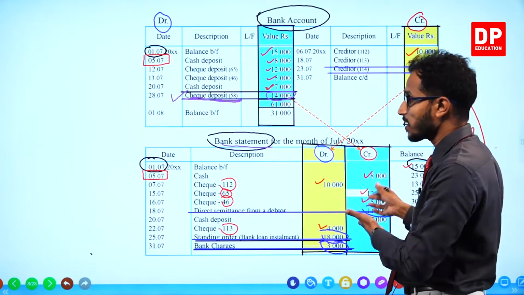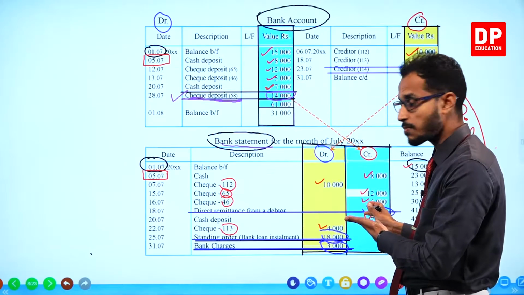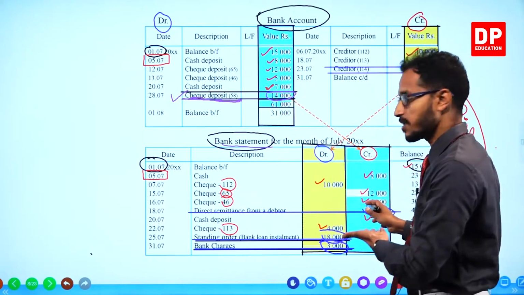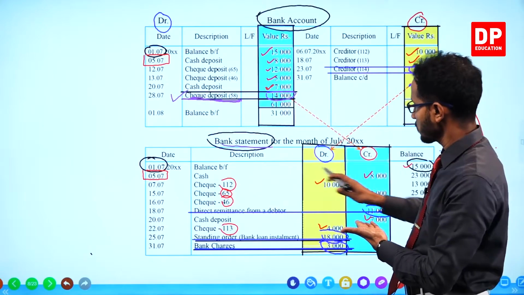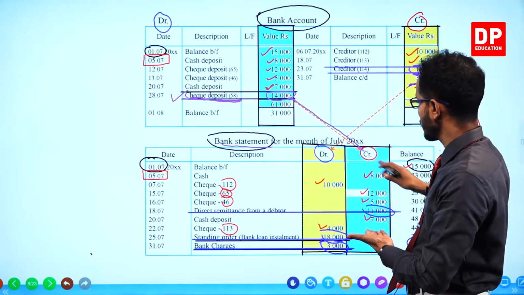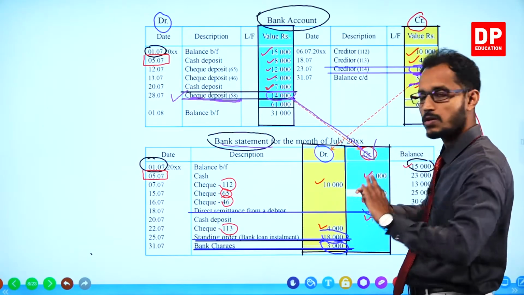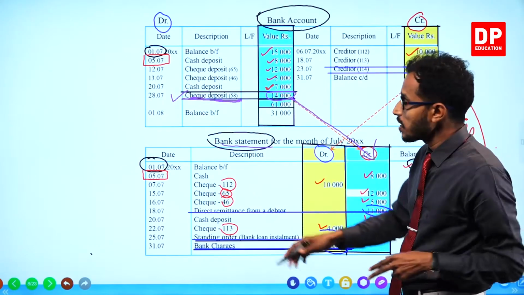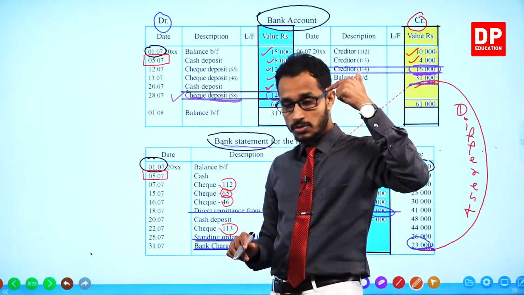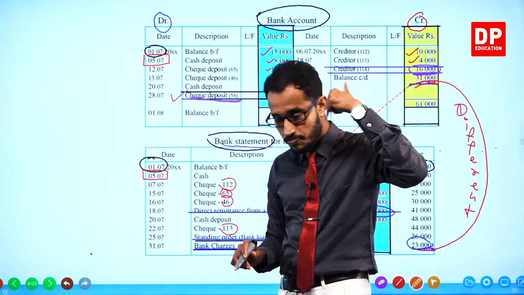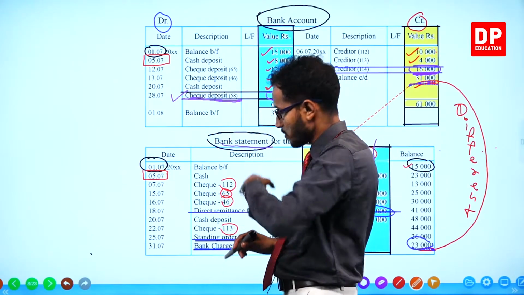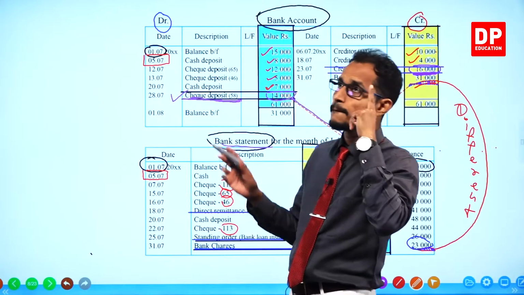If it went to the bank, it should be credited in the bank statement. But it is not credited. See? It is not credited here. Then we think, we use our brains. Okay? We think, oh, this check.